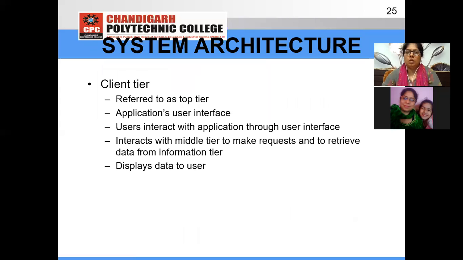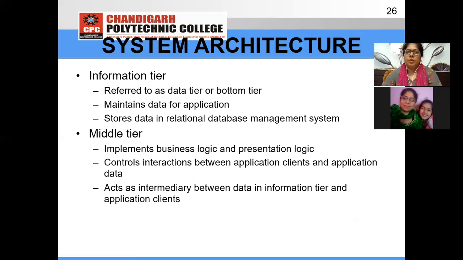Client tier in this case is the top tier. Application tier is the user interface. Users will interact with the application tier, which will make requests and retrieve data from the information tier. This application tier will further contact the information tier to display the data to the user. Information tier is also called data tier or bottom tier. It will maintain the data for the application in the database management system, and the middle tier will implement business logic and presentation logic. It will control the interaction between the application client and application data. It will act as an intermediate between the data, information tier, and application clients.